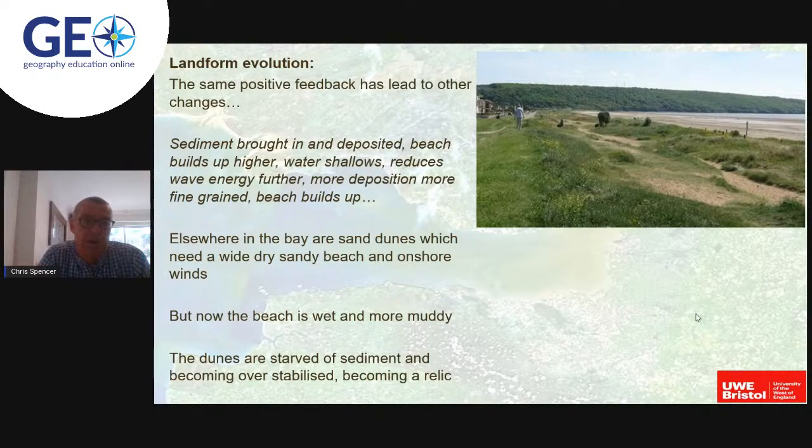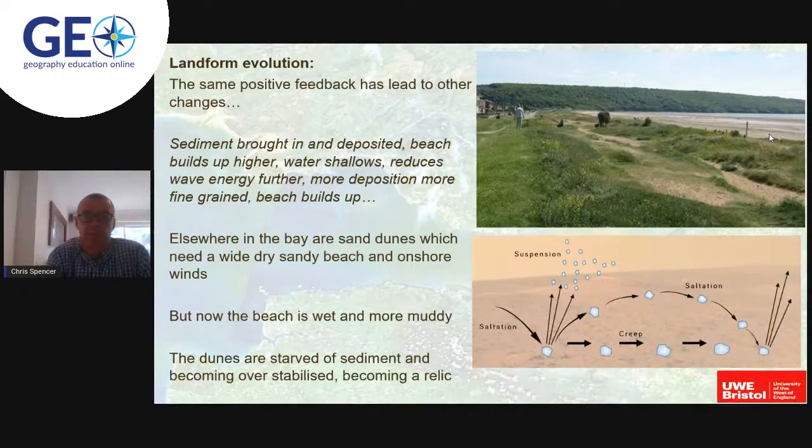Now, our beach isn't dry anymore. It's not so sandy. It's much more of a wet, muddy beach, and you can almost see that in the background of this image, that it's quite a saturated, wet beach in the distance. So there's relatively little sand being fed up the beach. The key process that would feed the dunes is saltation, the bouncing of sand across the beach by being transported by the wind to feed those dunes.